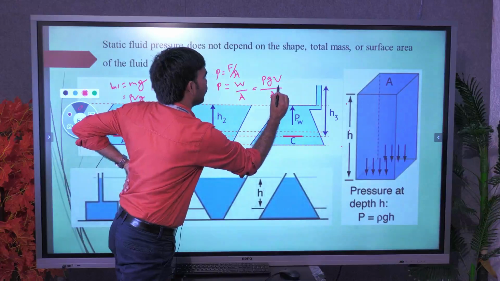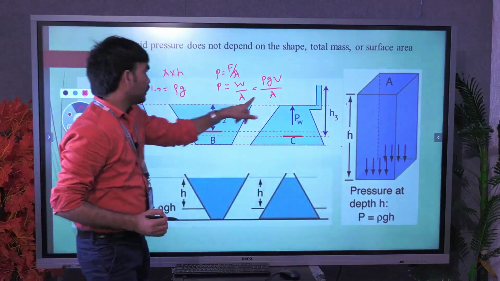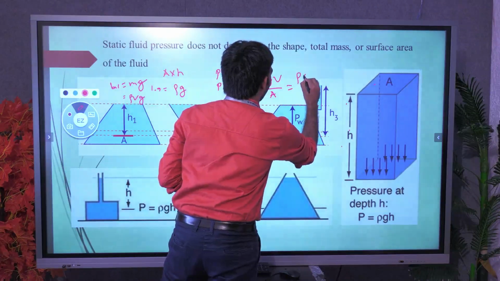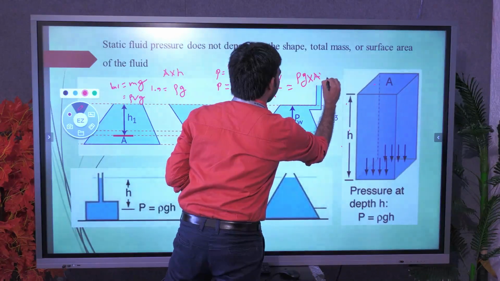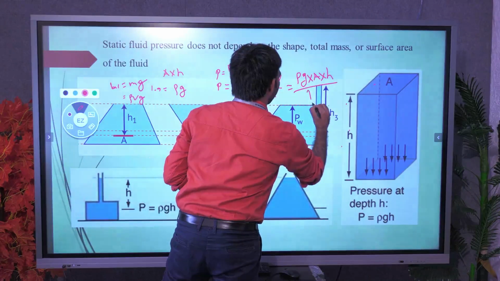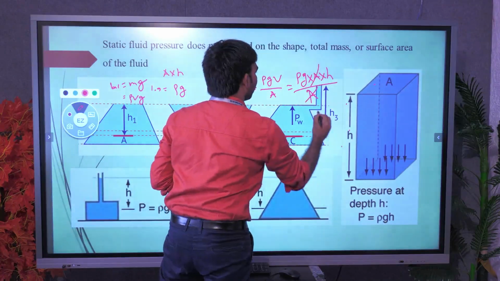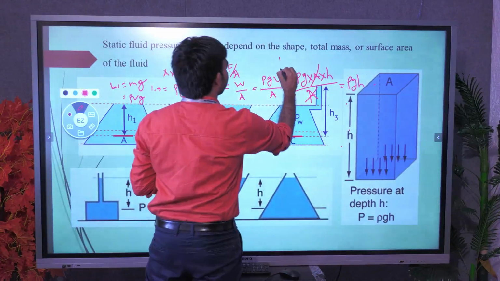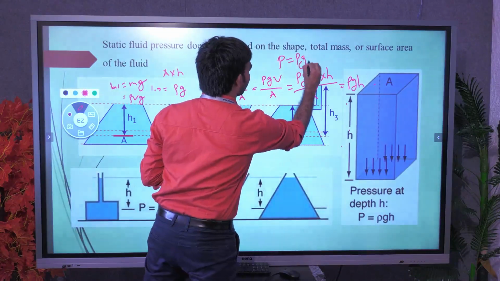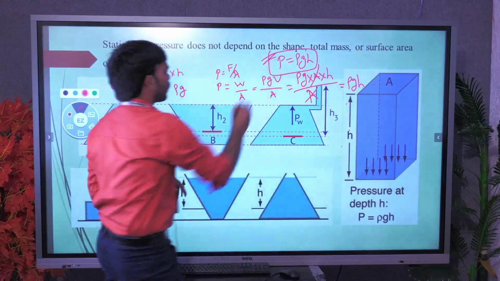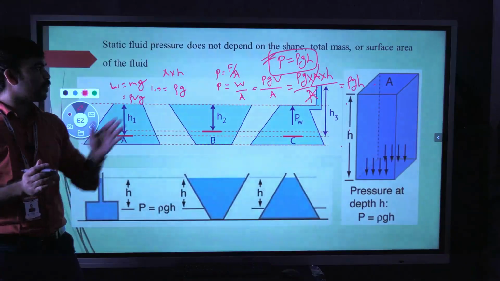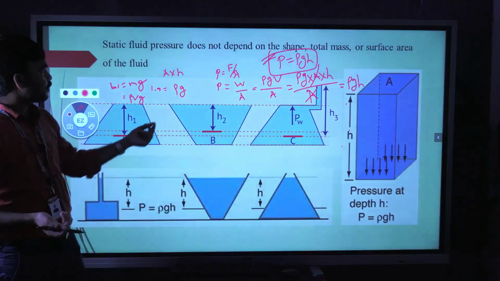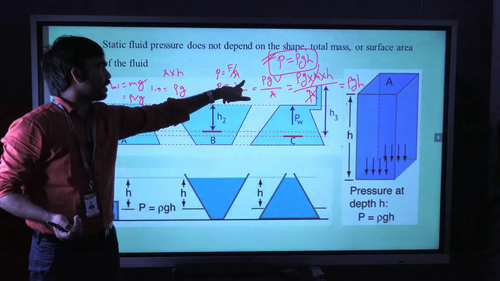Area is A. So what is the volume here? See, volume is area into height. So that means rho into g into area into height, divided by area. The area will cancel. It is rho g H. So that means pressure intensity will be equal to rho g H. This is the expression used to derive the pressure at any point. Is it clear?